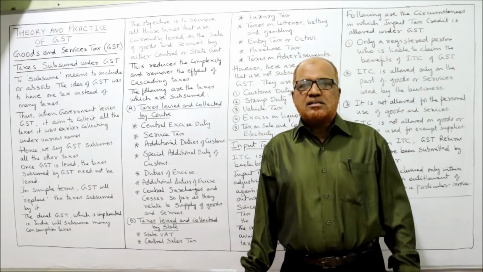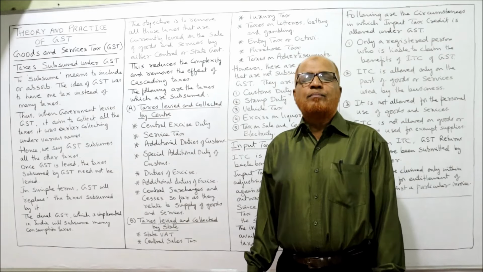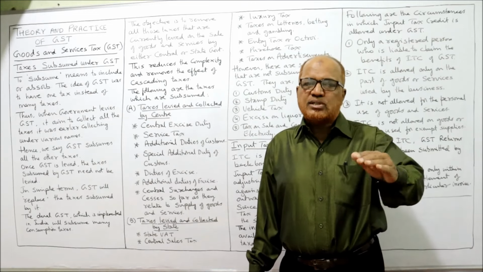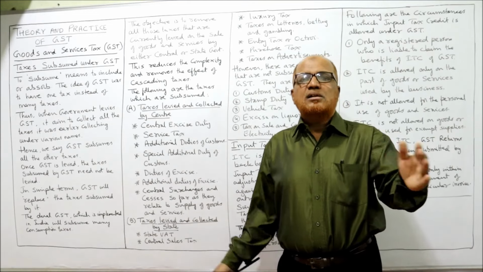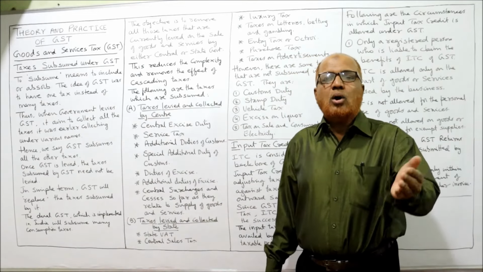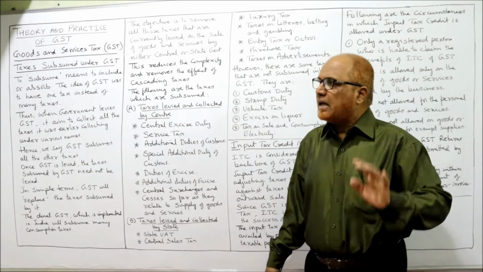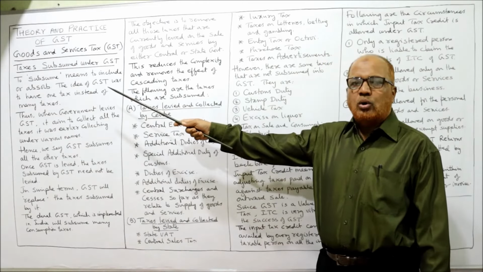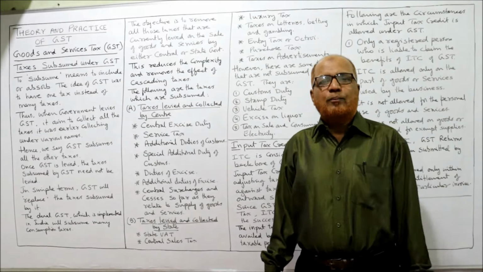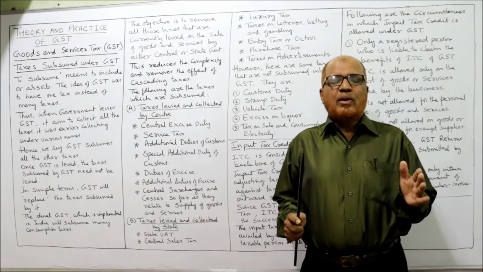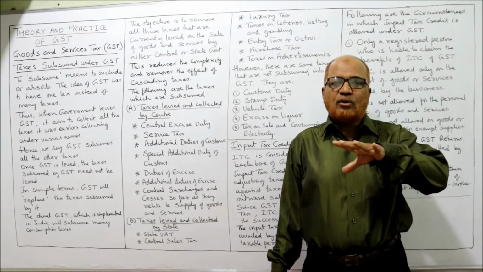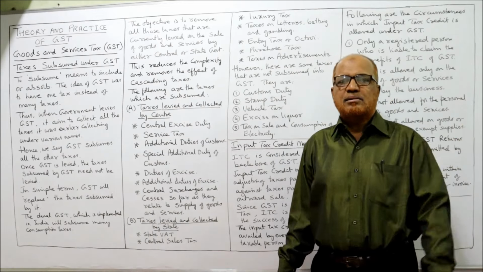So this topic, taxes subsumed under GST, means what are the taxes which are included in GST. Earlier those taxes were separate, now they are clubbed together. So subsumed means to include or to absorb a number of taxes. The idea of GST was to have one tax instead of many taxes. I already told you, the main aim why GST is applied is that the government wants only one tax instead of so many taxes. That is the main ambition.